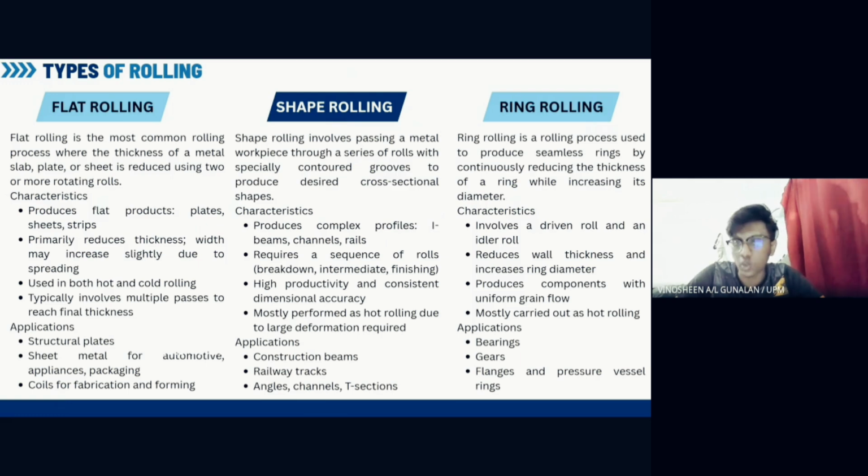Now let's look at ring rolling. Ring rolling is a rolling process used to produce seamless rings by continuously reducing the thickness of a ring while increasing its diameter. So the characteristics are that it involves a driven roll and an idler roll, reduces wall thickness and increases ring diameter, and produces components with uniform grain flow, and is mostly carried out as hot rolling. So the applications are bearings, gears, flanges, and pressure vessel rings.